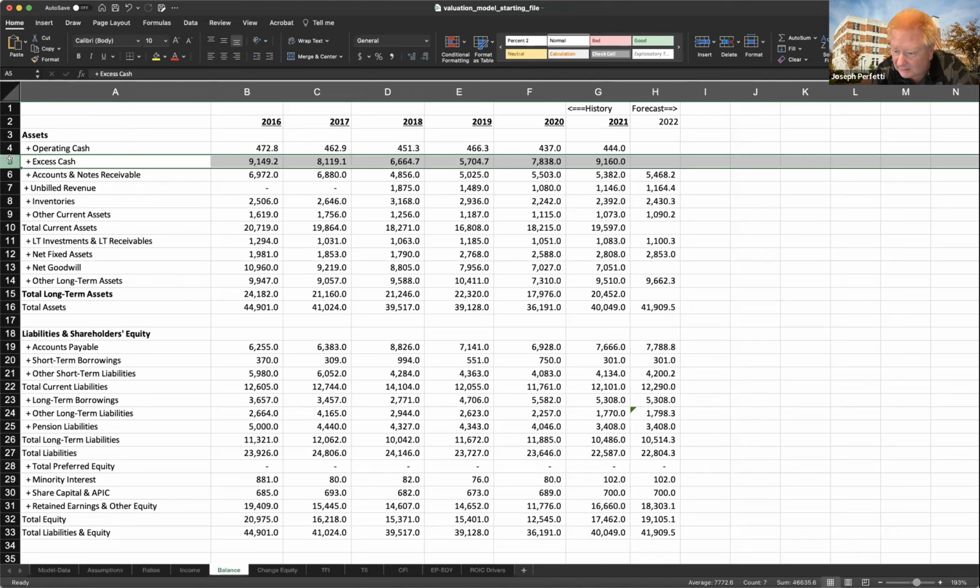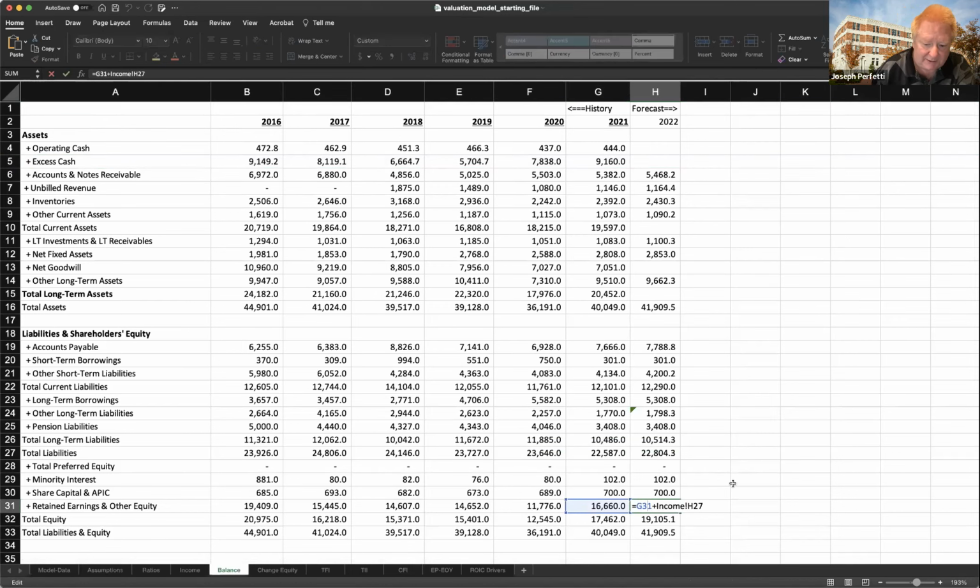Somebody asked in the chat, can you explain how you got H31 again? Sure. So for H31, which is retained earnings, it is last year's retained earnings, starting retained earnings, G31, plus this year's change in retained earnings, which is from the income tab, H27. Okay, because we know that income minus dividends is change in retained earnings. That's H27 in the income statement. Add that to last year's retained earnings. That's this year's retained earnings. 18,303.1.